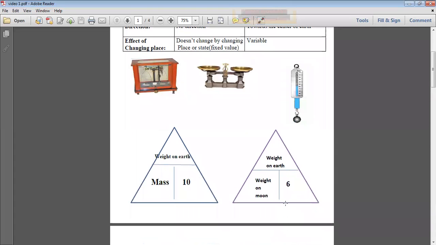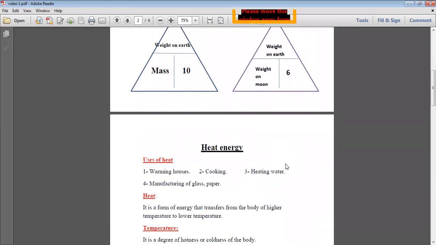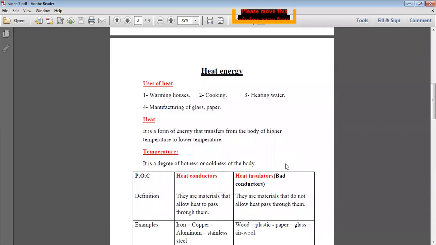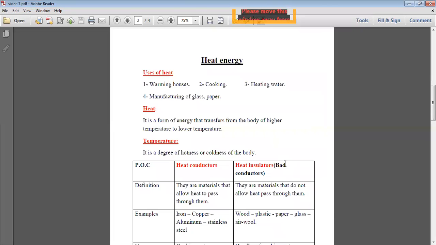Excellent. From here we have two relations. The first one is that weight on Earth equals mass times 10, right? The second is that weight on the moon equals 1/6 of the weight on Earth, okay? Now the second lesson is heat energy. What do we use heat for? We use heat to warm our house, to cook our food, to heat water to drink, to manufacture paper and glass. We use heat in many things.